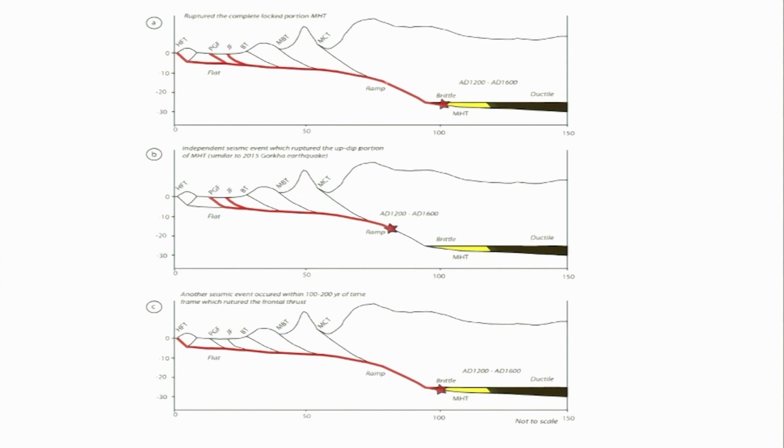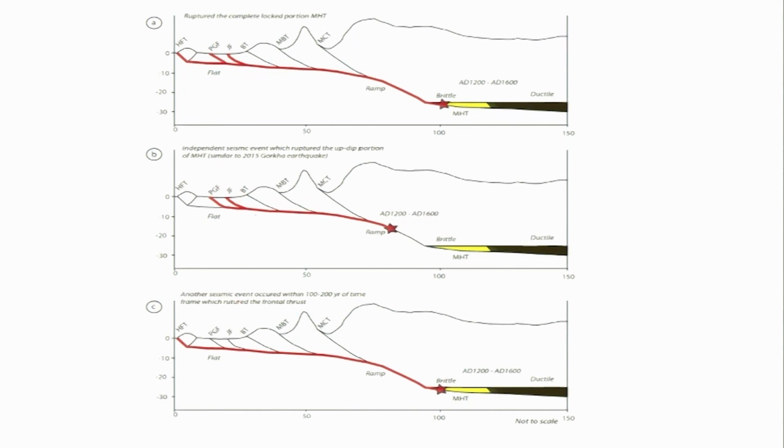So these are the three scenarios which we have projected: either the complete locked segment, because this is a locked segment we are looking at, ruptured right up to the surface, breaking all the faults. Or there were independent seismic events which ruptured the updip portion of the MHD. This is the updip portion of the MHD, similar to the Gorkha earthquake.